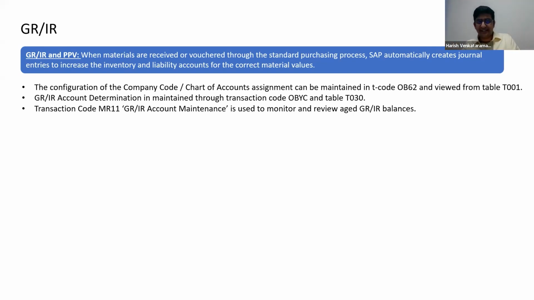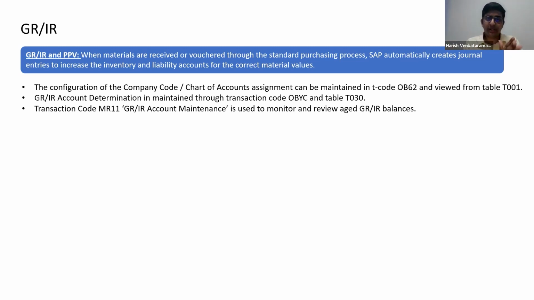And the configuration of SAP and the company code to your chart of accounts is done ideally through the transaction code OB62. But again, you can view it from the very first table of SAP, which is table T001, and this is the table that stores your company code to your chart of accounts mapping. Right. And once this mapping happens, the second subsequent mapping will be from your chart of accounts to your account determination. Account determination is a concept in SAP that will determine for which event, when I'm processing a GR, what the from GL account and to GL account are.